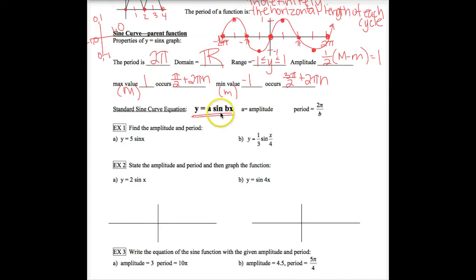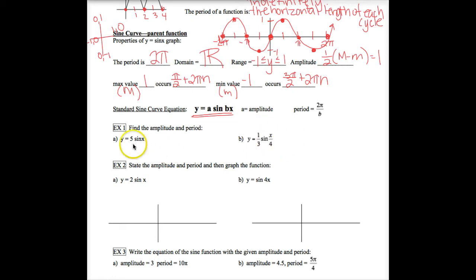The A is the number that's in front of the sine, and that is actually equal to the amplitude. B is what we use to get the period. We take 2 pi and we divide it by whatever is in front of the x, and that's going to give us the period. Because even though the parent function has a period of 2 pi, not all sine curves will. So that's our first task, to look at this equation and find the amplitude and find the period.